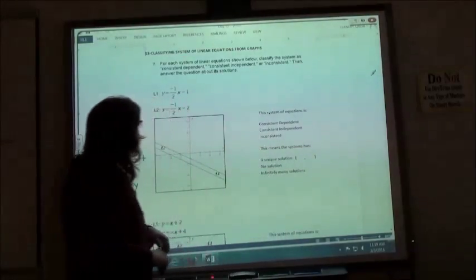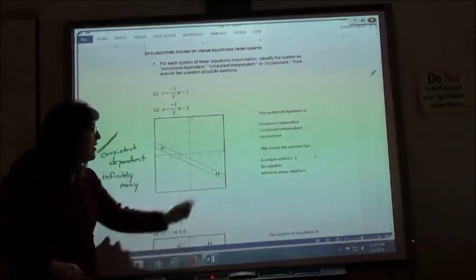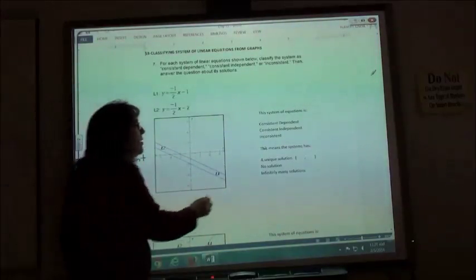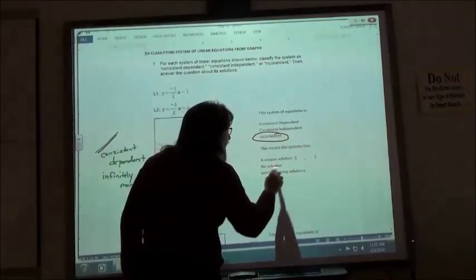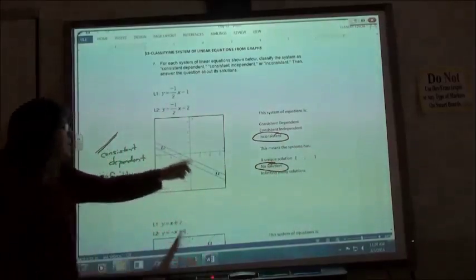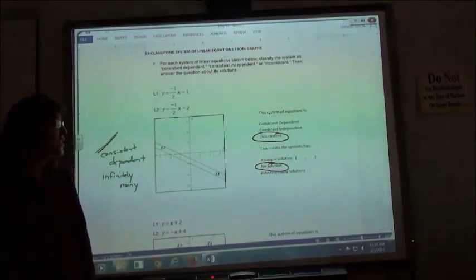So on this first one here, I have two lines that are parallel. If my two lines are parallel, they are inconsistent. They're going to have no solution because my two lines are not going to touch each other.